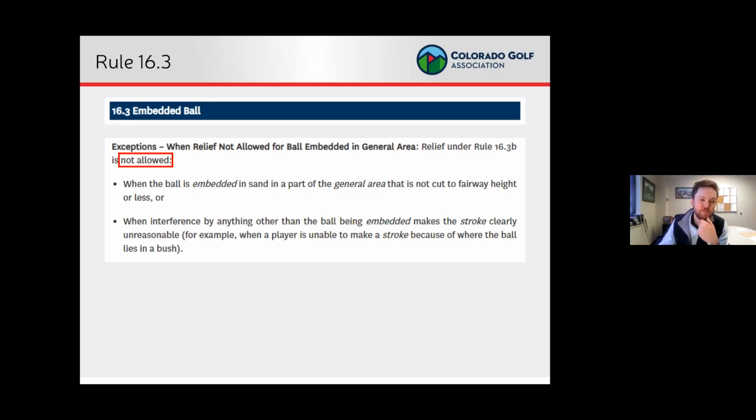Most of the time you are, but typically, if it's embedded, and there's nothing you can do with it except take it unplayable, and it happens to be embedded, great. No, you're not getting relief for that because you couldn't play it anyway.